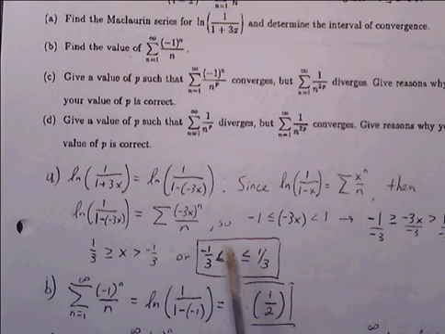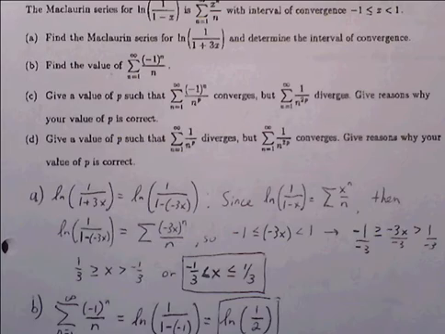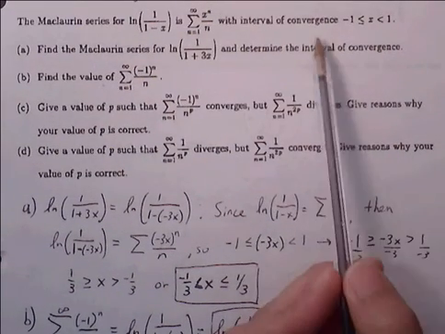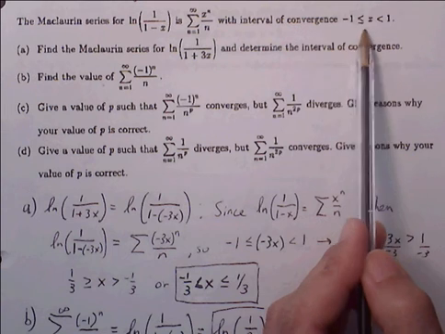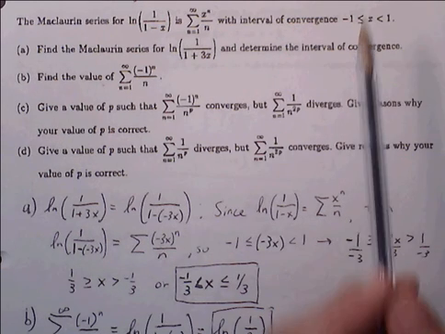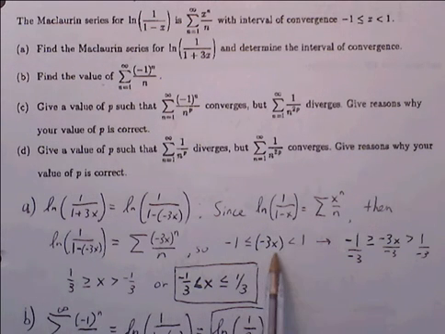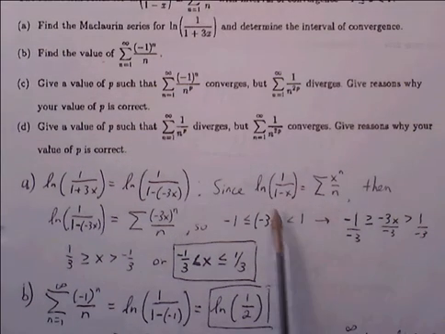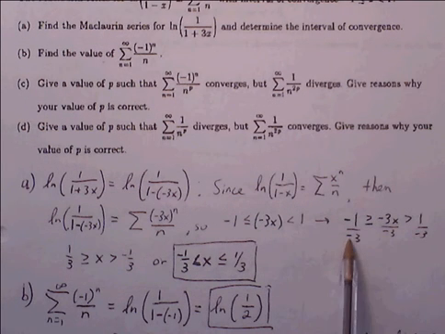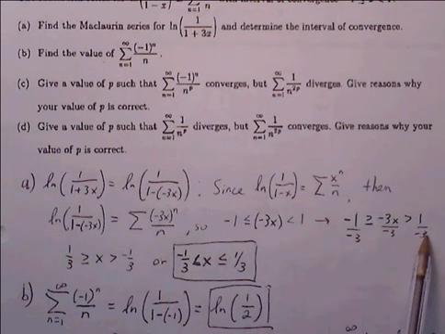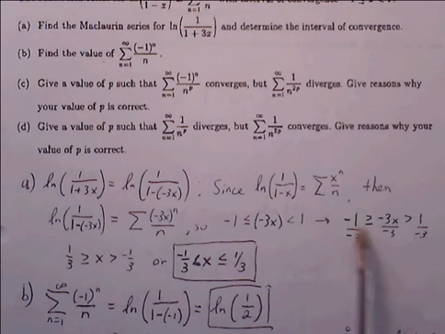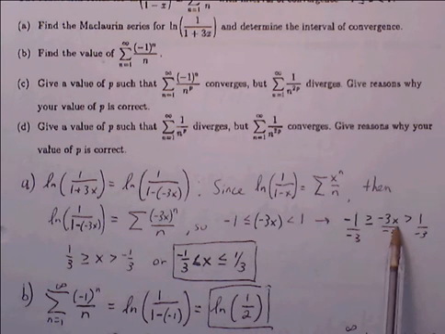Now, the interval of convergence for the original is between negative 1 and 1, so the new interval of convergence must be negative 1 is less than or equal to negative 3x, which is less than 1. If we're trying to solve for x, we can divide every term by negative 3. However, if we divide everything by a negative value in an inequality, we have to change the signs of those inequalities. So this becomes less than or equal to, and this becomes less than as well.